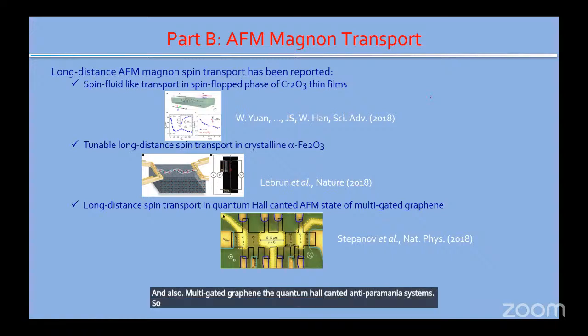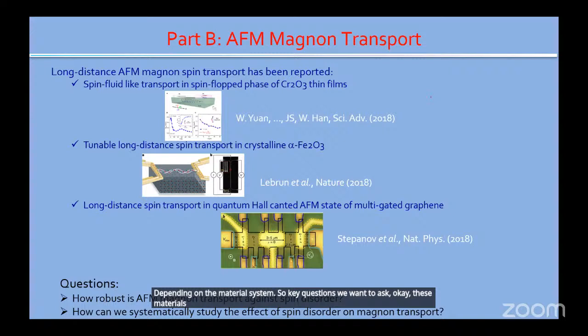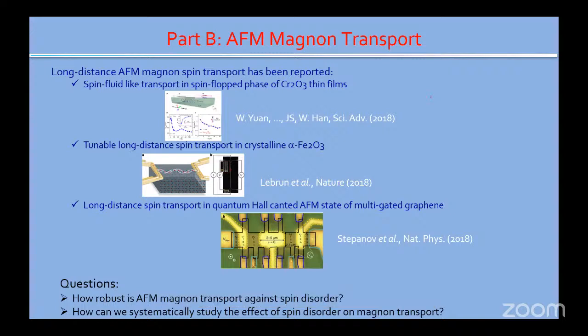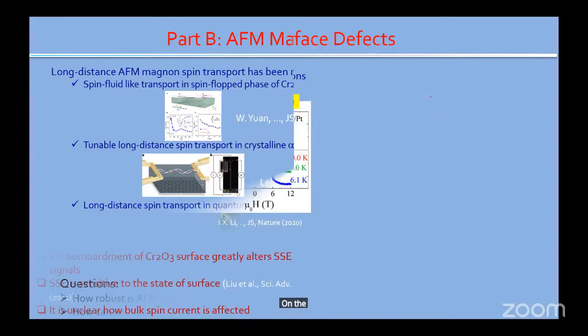So no matter what mechanism drives this phenomenon, the common message is that an antiferromagnetic insulating state can transport magnon information over long distances, as long as microns or longer, depending on the material system. So the key question we want to ask: these materials were made to have high quality with fewer defects. The defect configuration is a set one, right? There's no way to control or systematically vary the spin disorder. So we would like to study the effect of spin disorder on the magnon transport to see ultimately how long the magnon can transport.